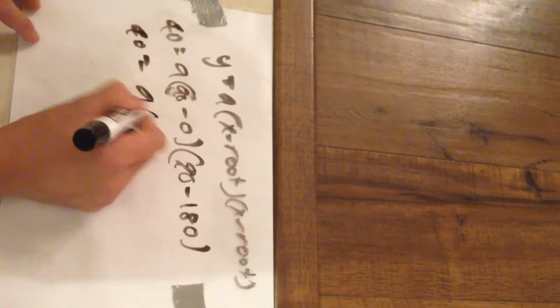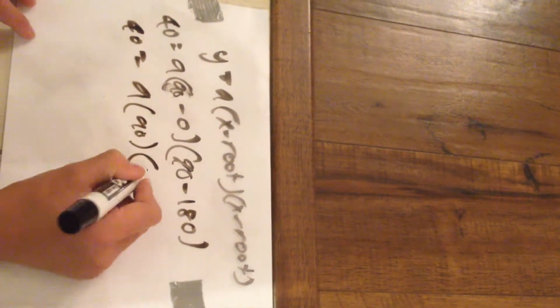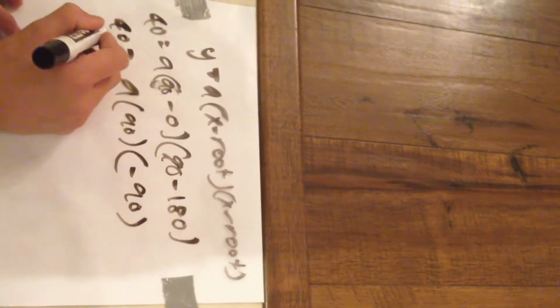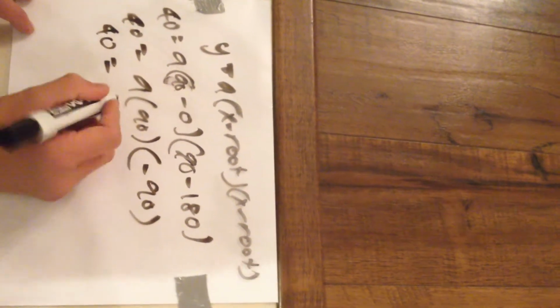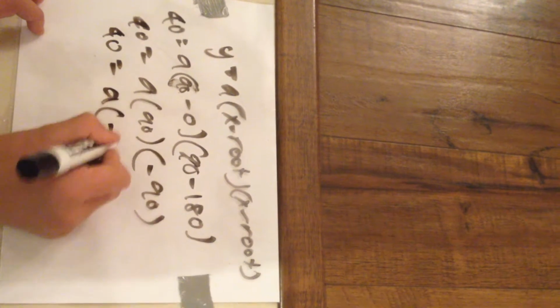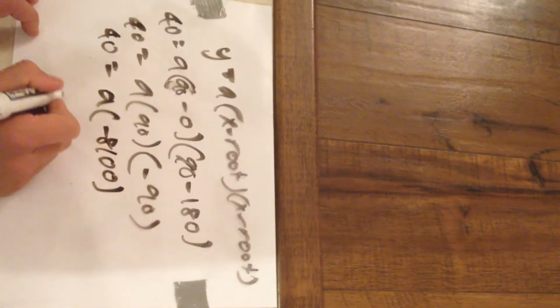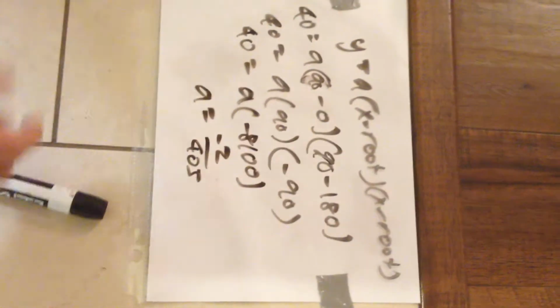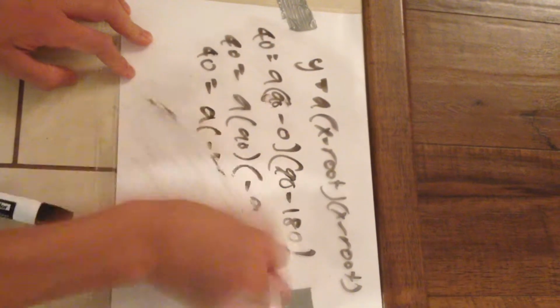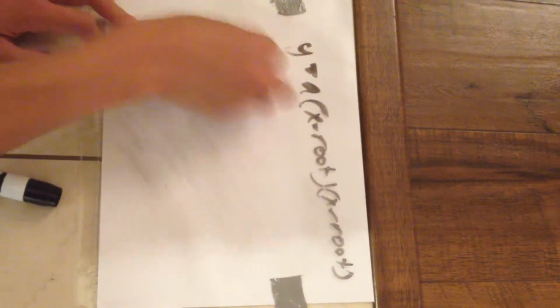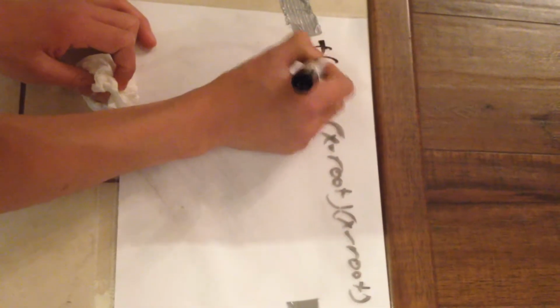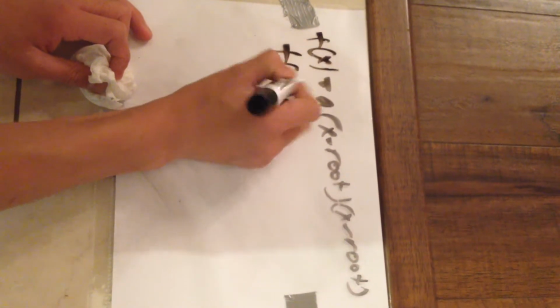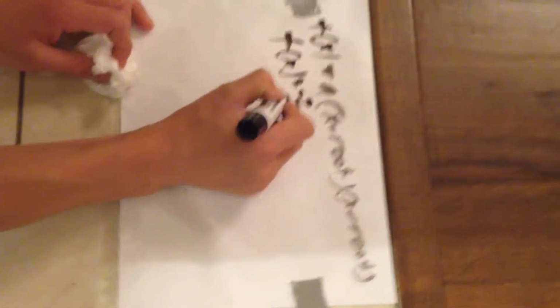So y was 40 equals a times x minus the first root, and x was 90, times x minus the second root. Now solve for a. 40 equals a times 90 times negative 90. 40 equals a times negative 8,100. A equals negative 2 over 405. So now you substitute that back into that same equation. Change the y into an f of x. So f of x equals negative 2 over 405.